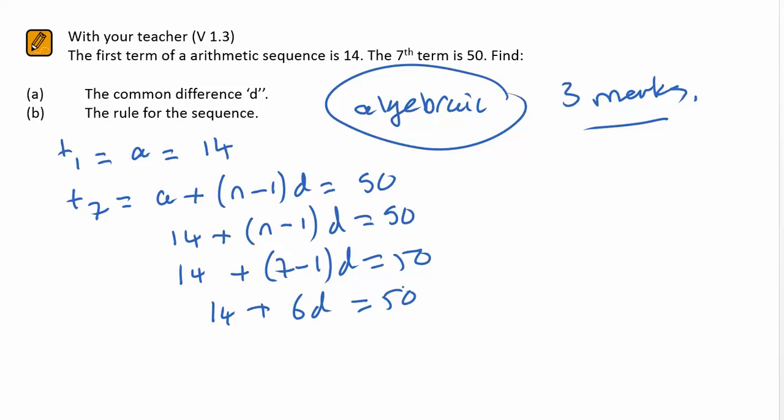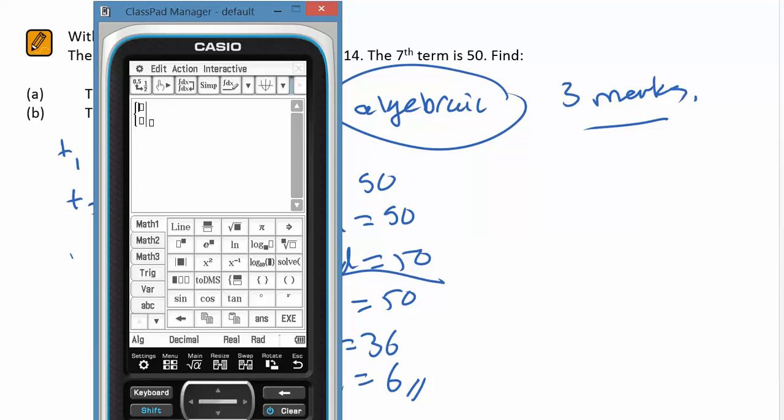And if I was to transpose that, 6d is equal to 36, and d is equal to 6. Now this is one that probably is better just done algebraically. If you wanted to set it up on your calculator, this is how we would proceed.